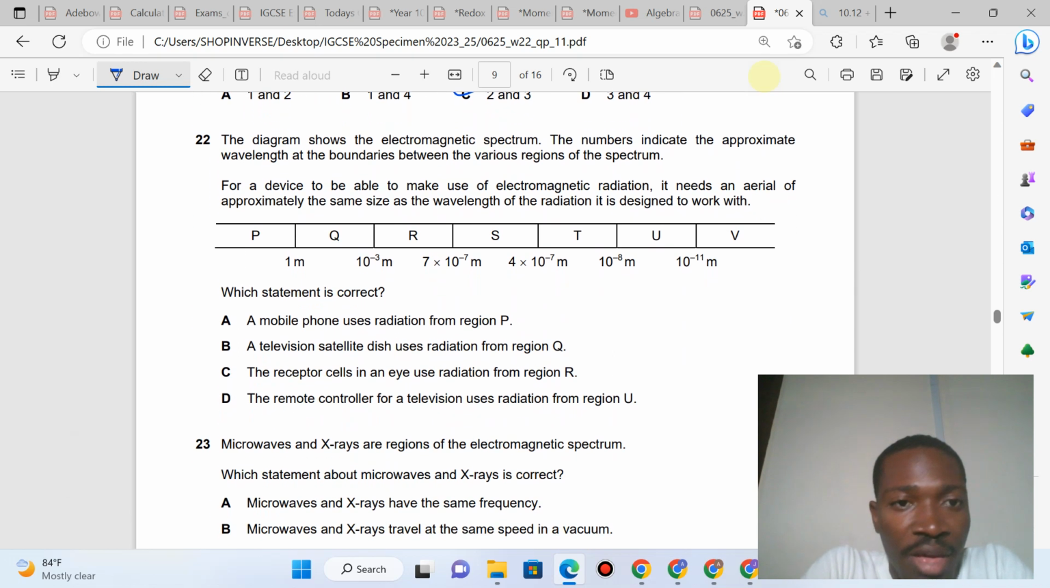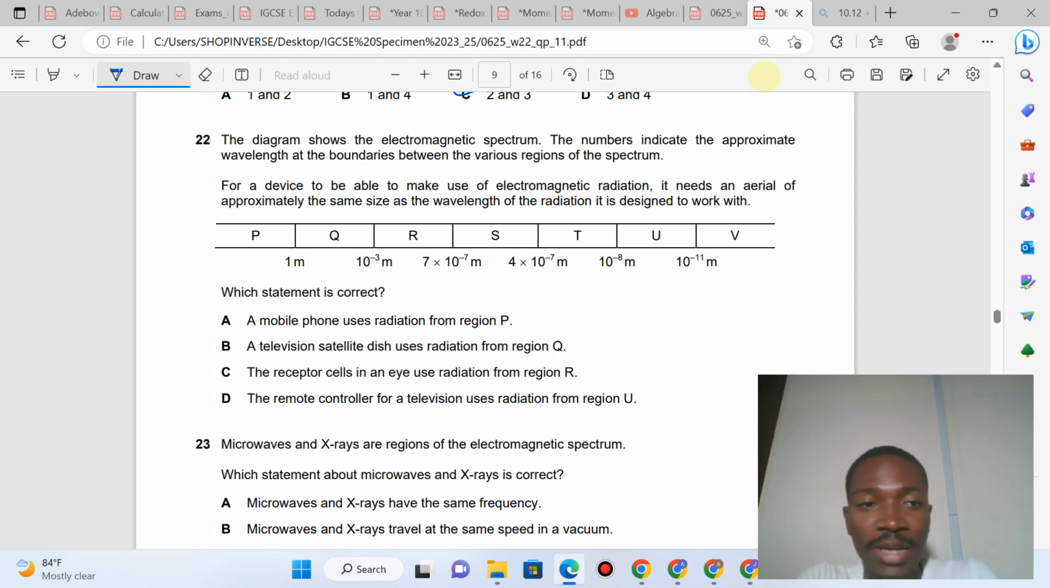Question 22. The diagram shows the electromagnetic spectrum. The numbers indicate the approximate wavelength at the boundaries between the various regions of the spectrum. For a device to be able to make use of electromagnetic radiation, it needs an aerial of approximately the same size as the wavelength of the radiation it is designed to work with. Which statement is correct? A mobile phone uses radiation from region P.